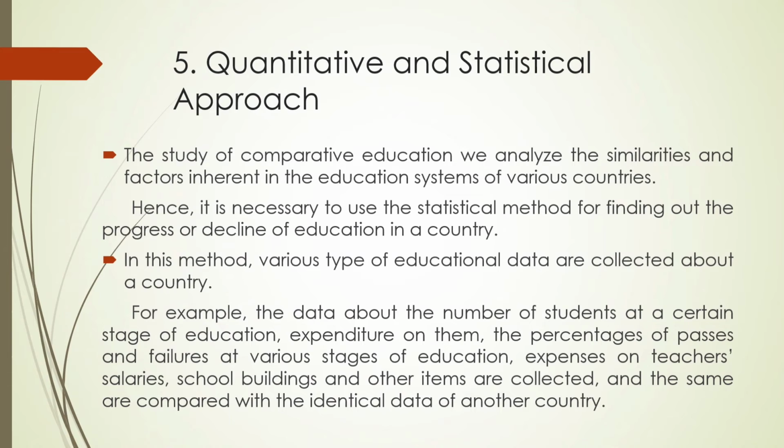Quantitative and statistical approach. In the study of comparative education, we analyze the similarities and factors inherent in the education systems of various countries. Hence, it is necessary to use the statistical method for finding out the progress or decline of education in a country. In this method, various types of educational data are collected about a country. For example, the data about the number of students at a certain stage of education, expenditure on them, the percentages of passes and failures at various stages of education, expenses on teachers' salaries, school buildings, and other items are collected, and the same are compared with the identical data of another country.